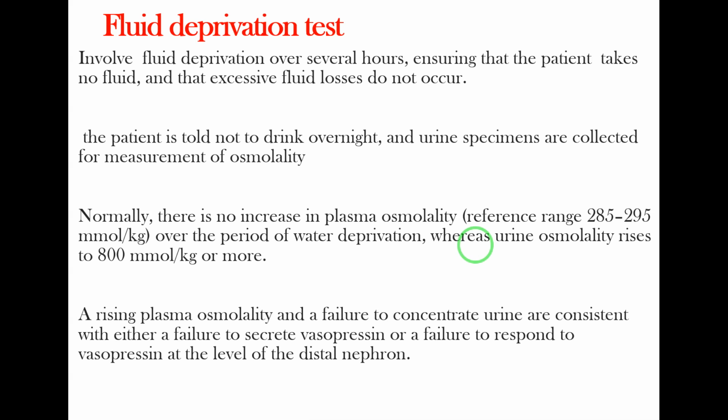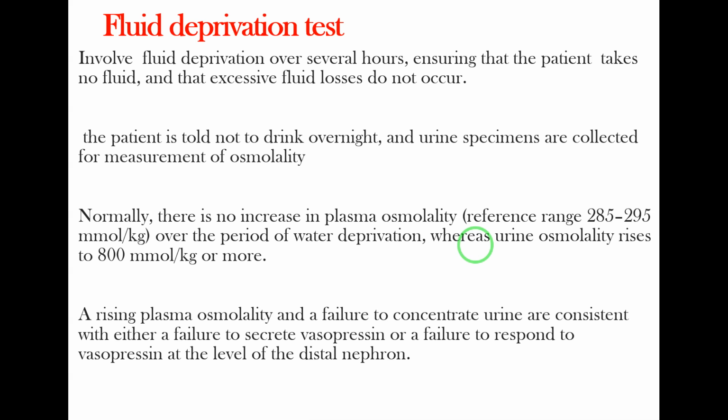The normal response is an increase in the urine osmolality to more than 800 millimole per kg. This is the normal response if the tubules are normal, if the concentrating ability of the kidney is normal, and if the level of and the response to antidiuretic hormone, which is responsible for the reabsorption of water, is normal.